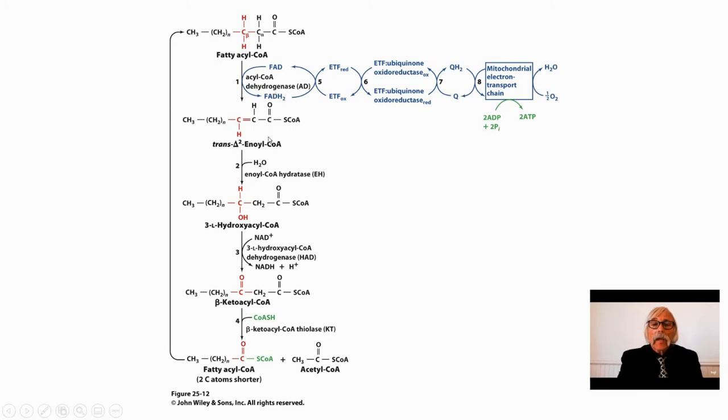Now you're left with a trans delta 2 enoyl-CoA, starting from the second carbon there. It's called enoyl because there's a double bond here now. See, you've removed this hydrogen from the beta carbon. Now, the next reaction is a hydratase. So it's enoyl-CoA hydratase. You've added water over this bond.